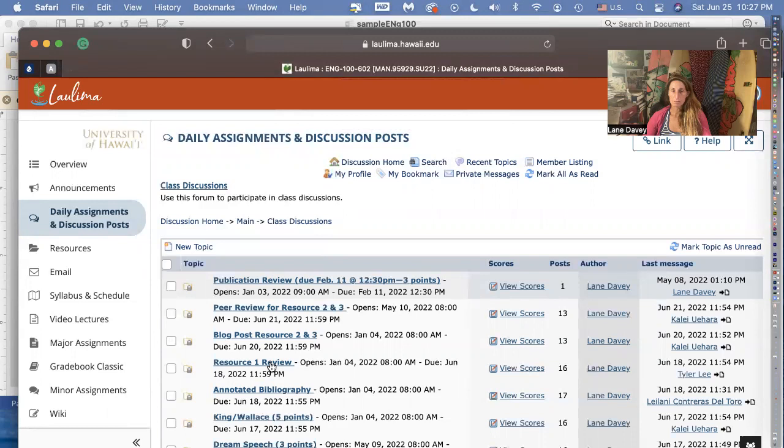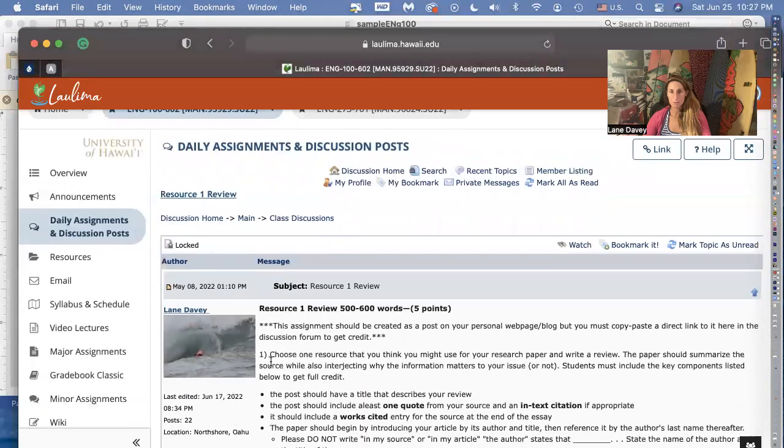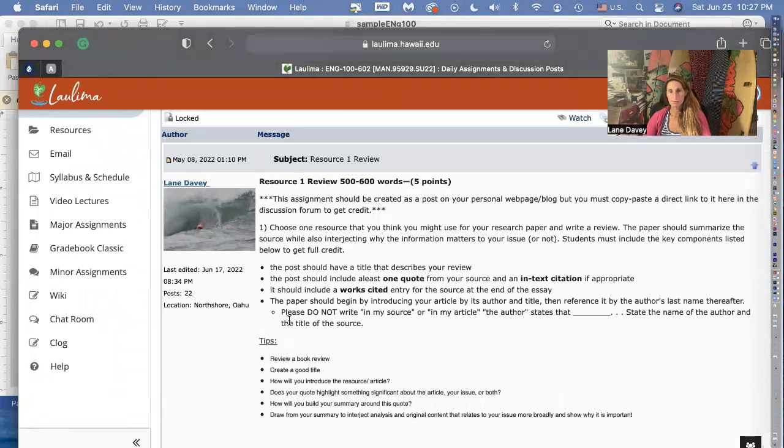The other problem is that you guys aren't following the prompts. Right here in the resource 1, it says, please do not write in my source or in my article. The author states that. Now, most of you are giving the title and the name, but then you're still referring back to it as the article or the source or something like that. Author's last name, right? So-and-so states that.